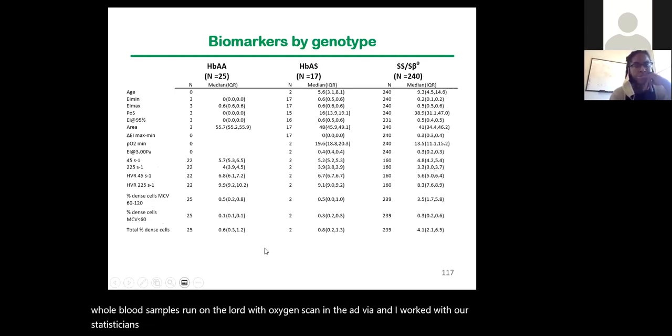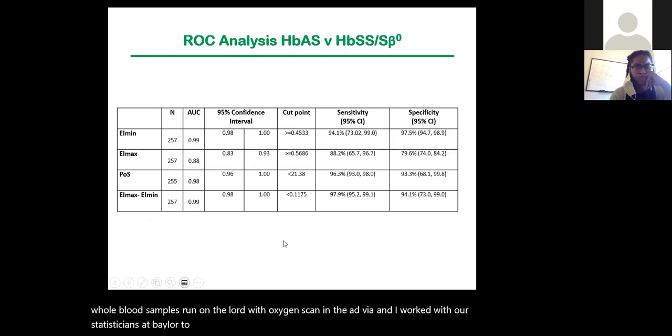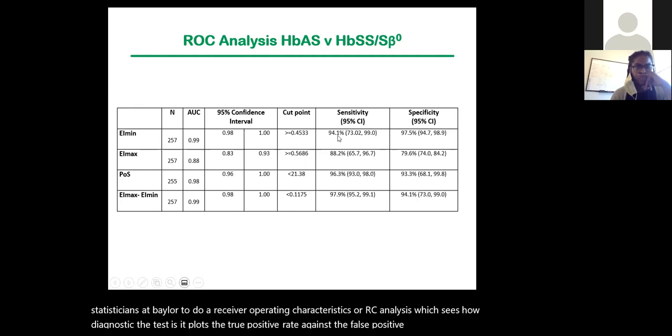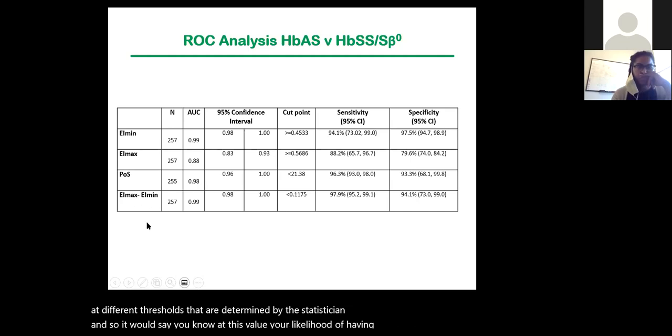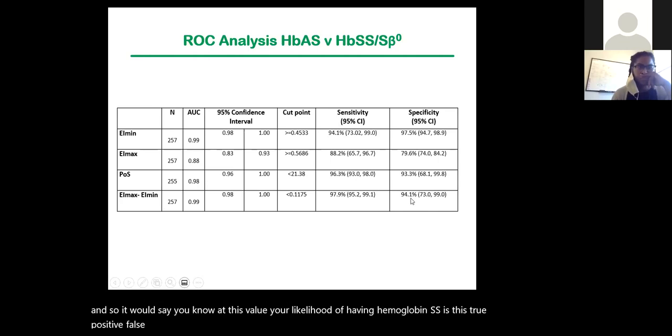We looked at the dense cells, and of course, not enough data on the microfluidics to include in this analysis. And so she determined her cut point. And you can see these tests had excellent sensitivity and specificity. I hope our next COVID tests can be as good because 94%, 97% for the elongation index minimum, in the 80s for maximum, the point of sickling in the 90s. And interestingly, the elongation index maximum minus minimum, which again, I didn't think was anything, has an excellent sensitivity and specificity. And these are just each test individually.